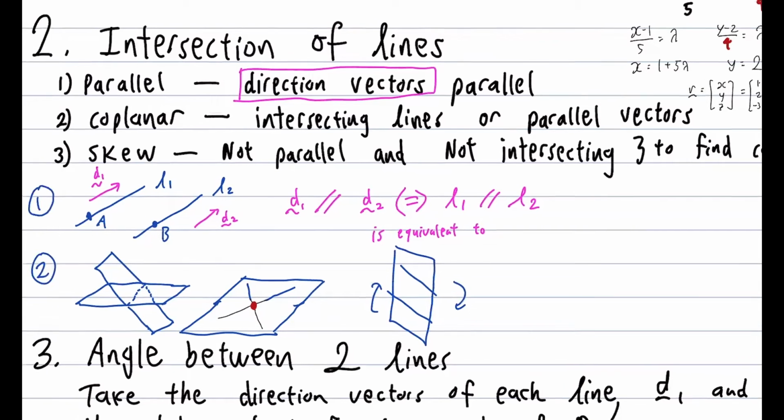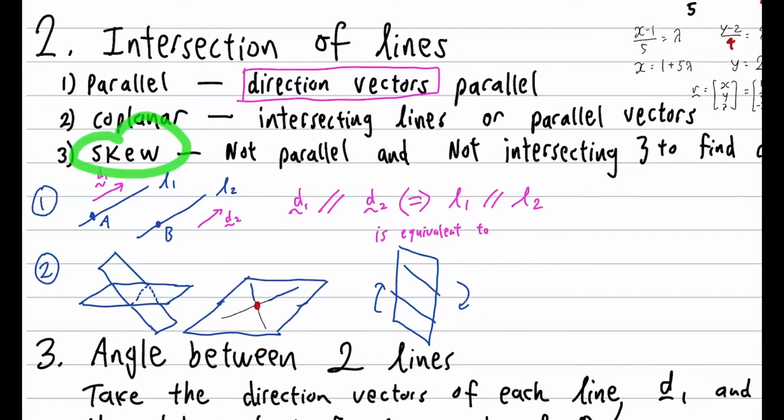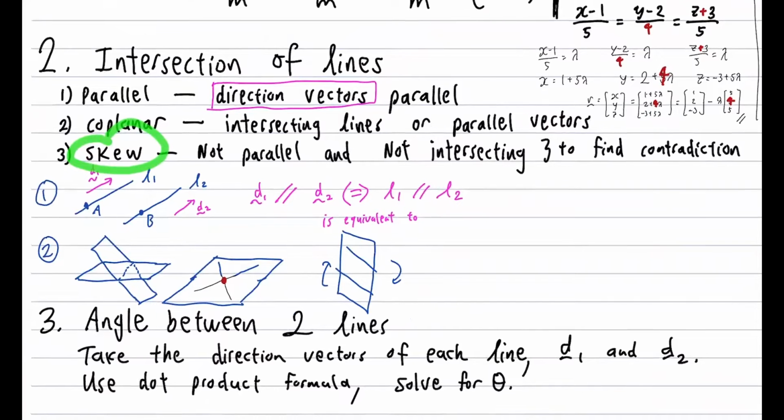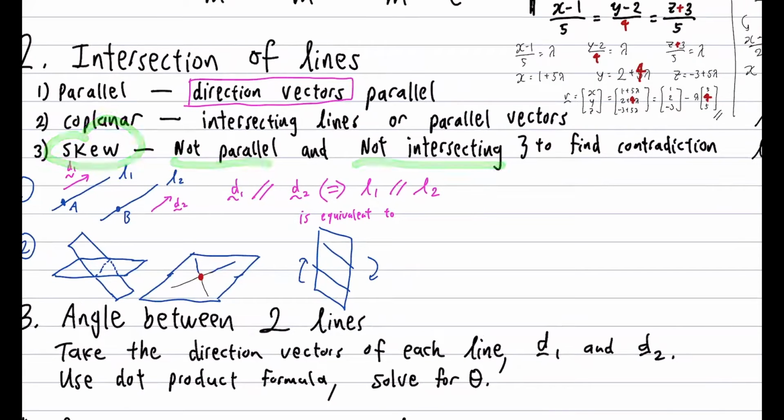The next one, number 3, skew lines. The definition of skew lines means they are not parallel and not intersecting. Can you visualize in 3D space? What is a skew line?